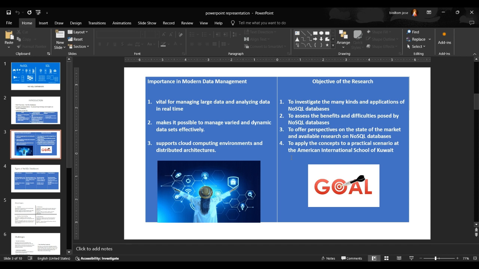credit task. The main topic which I used to display the database was American International School of Kuwait. So I'm displaying those concepts as well as a practical scenario of what could actually help American International School if they do implement NoSQL databases.